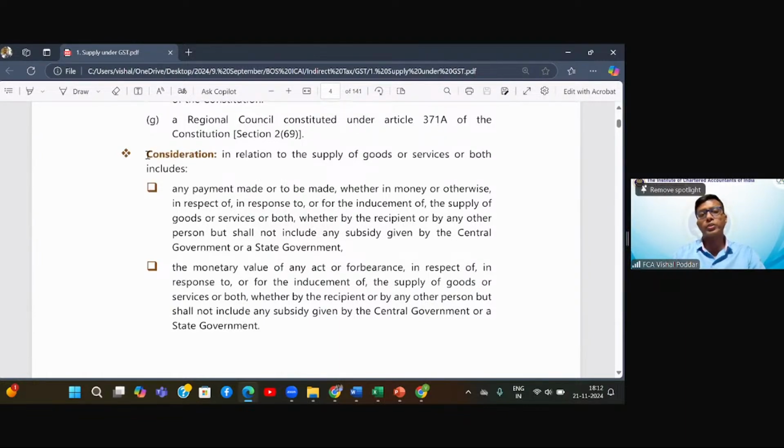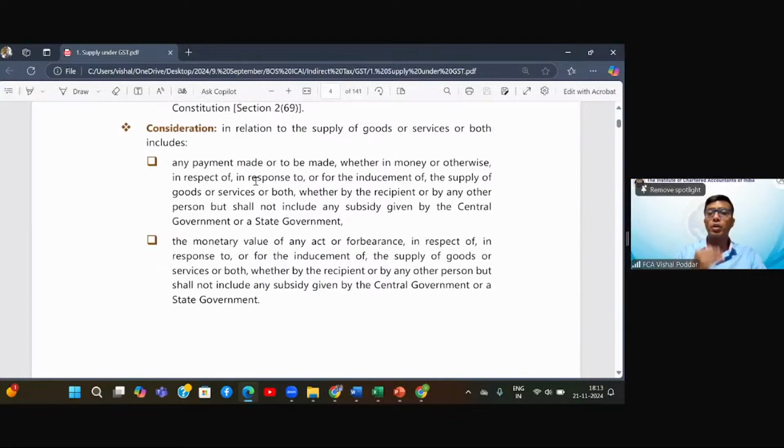Now, another important definition, if you all remember, we discussed in detail was consideration, because again, one of the limbs of supply is that there has to be consideration. Yes, we have a special item in supply where supply without consideration is also supply, but the basic requirement in general for all transactions to be supply is consideration. Now, what is consideration? Consideration is the quid pro quo. So what is given in return for a supply, that is, if I'm giving some goods or service supply, in return for that, whatever payment you will give to me, that is consideration.